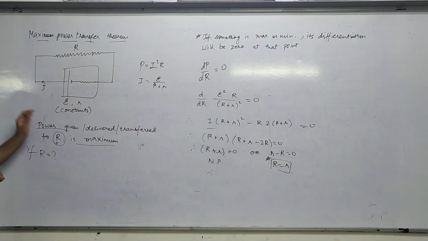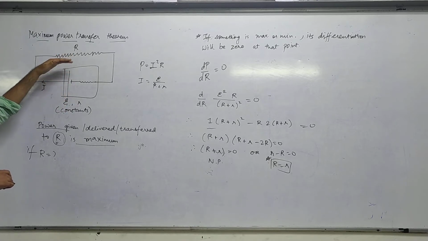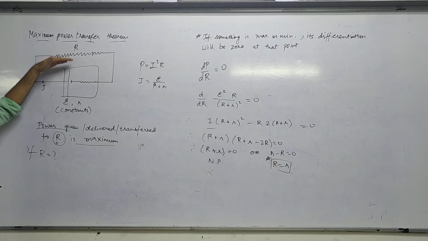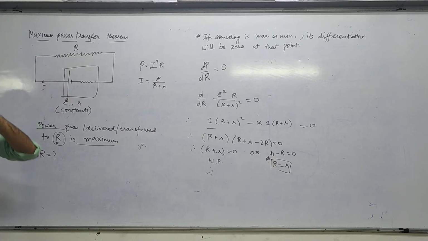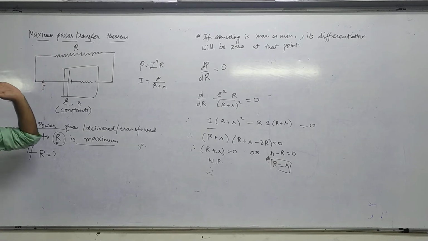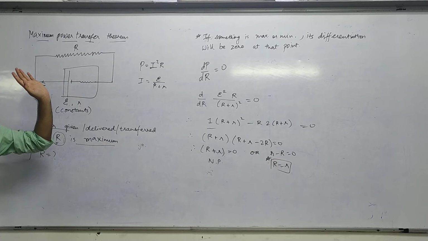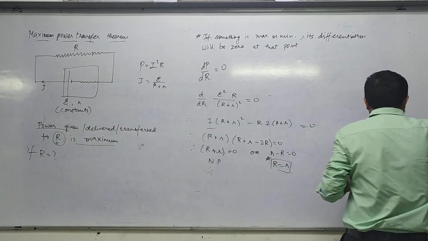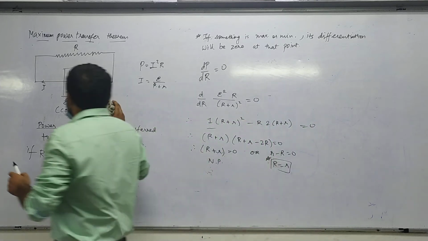So when you have a cell with a constant EMF and a constant internal resistance, then when the external resistance becomes equal to the internal resistance, the power delivered to it will be maximum. Understood? The power delivered to this will be maximum. Okay? Fine. Let's solve a question based on this. Ready to start? Yes.